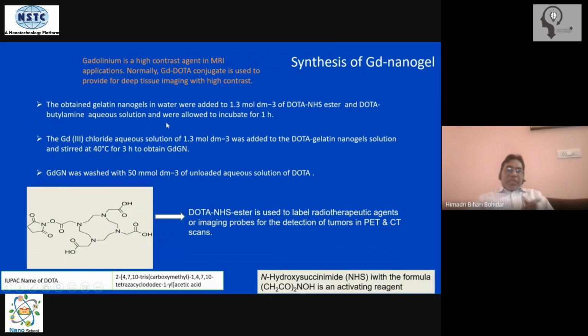just stay in the incubator for about an hour. Add gadolinium 3 chloride solution, of a certain concentration, to what we have made earlier at 40 degrees. Leave it for 3 to 4 hours for it to come to an equilibrium. Wash it with DOTA again to take out the unreacted, unloaded solutions. And then you have a pure Gd-loaded nanogel ready for you.